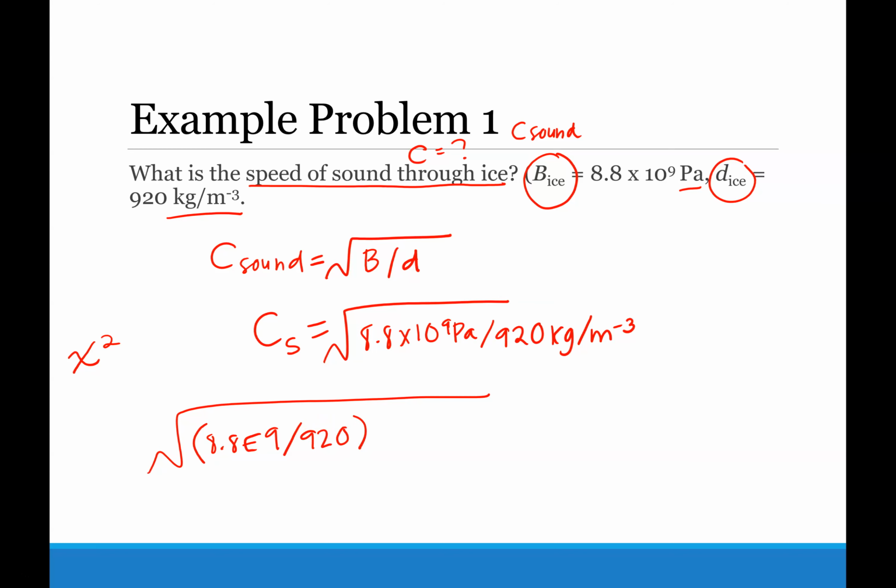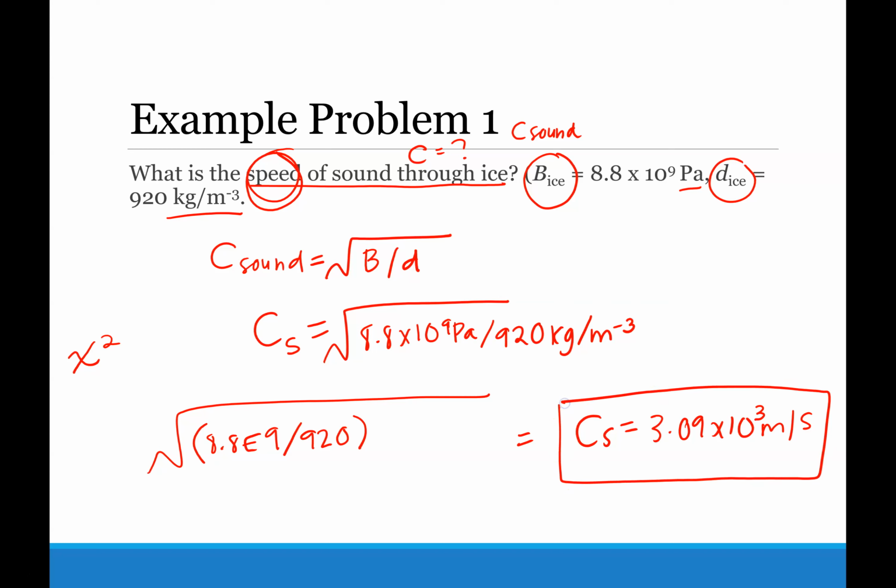close parentheses. And so you press enter, and so c of sound is going to equal 3.09 times 10 to the 3rd meters per second. Because it is a speed, we do treat it like it's a velocity, and so we measure it in units of meters per second. Let me know if you have any questions about example problem 1.